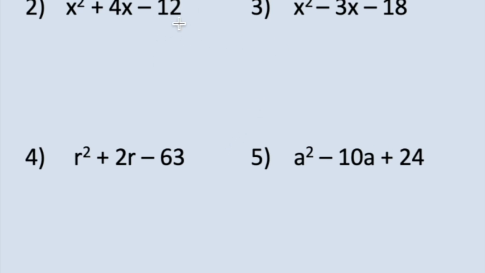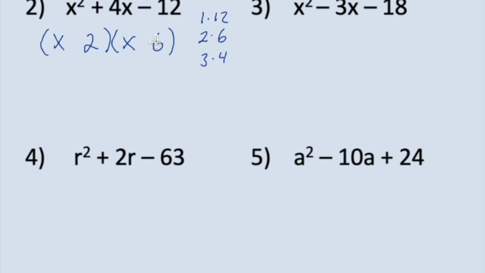Okay, here we go. We're looking for the factors of 12. 1 times 12, 2 times 6, 3 times 4. Which ones would add or subtract and equal 4? That would be a 6 and a 2. So we are going to open up a pair of parentheses. We're going to make the first term x in each one of them. We're going to put a 6 and a 2 in back here.